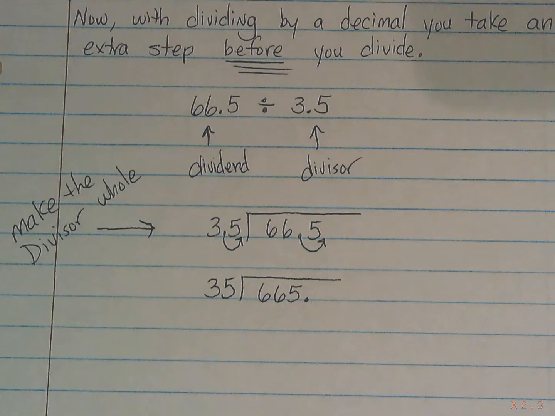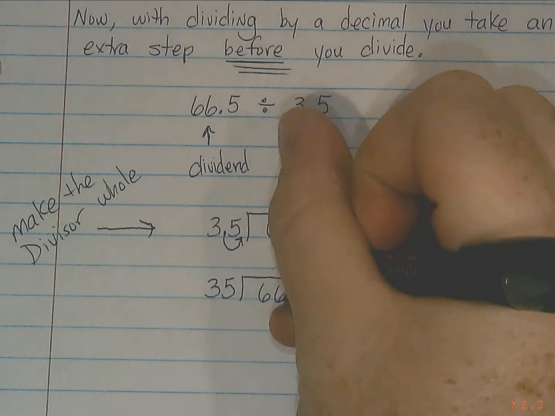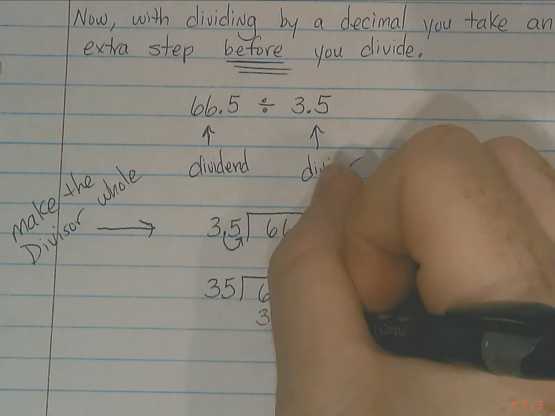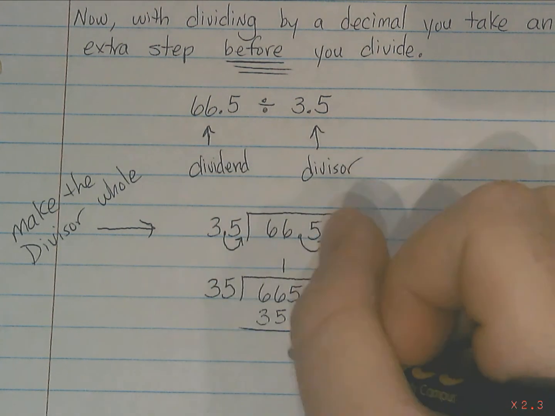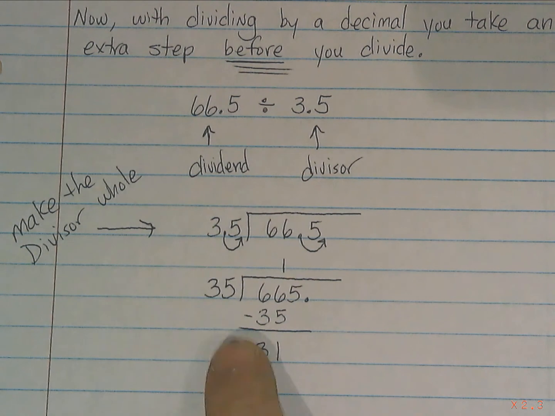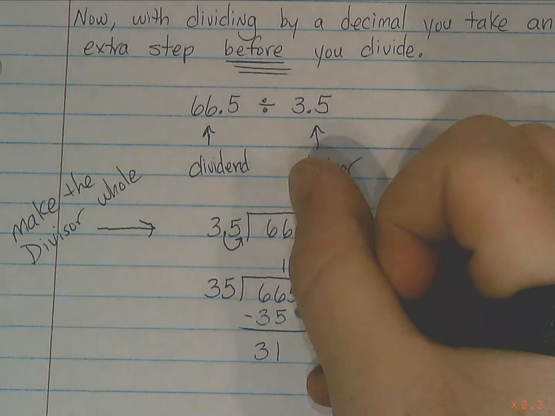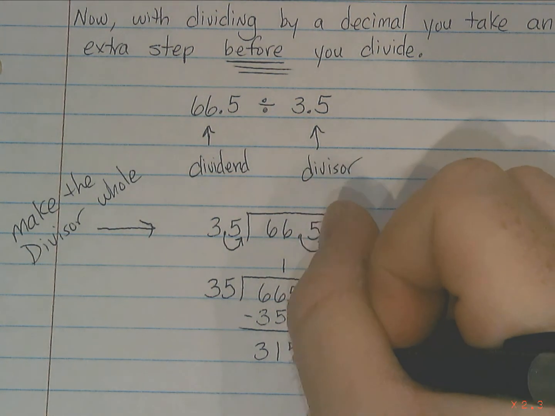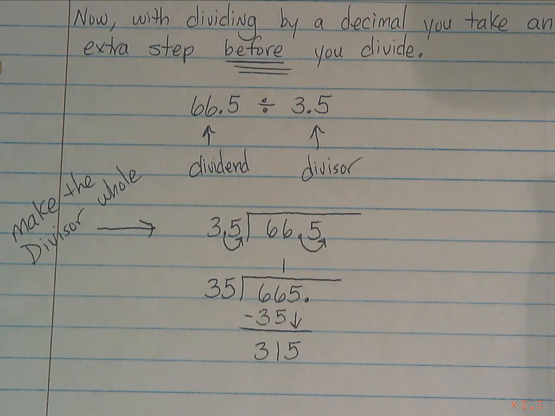35 goes into 66 at least once. Subtract the difference, 31. It's less than the divisor, so we know we picked a good number. We didn't go too low or too high. Then we bring down the 5. And then we got to figure out, okay, how many times can 35 go into 315?